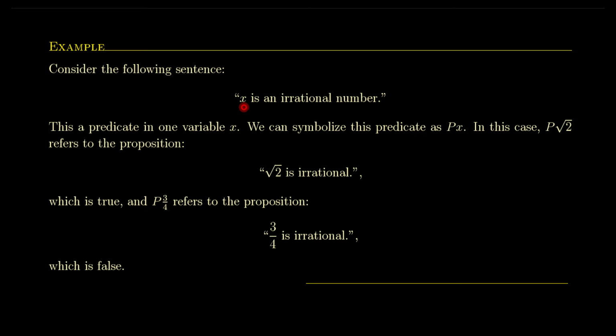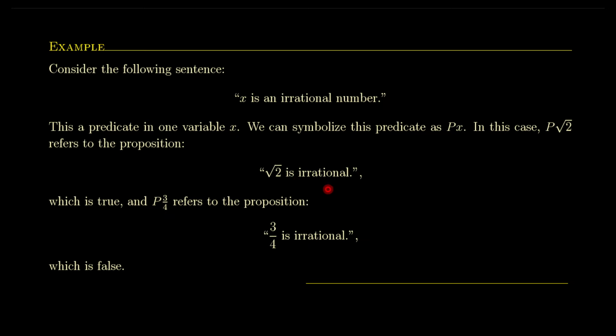So it is not a proposition, but it is a predicate in variable x. Okay, this is a predicate in one variable x. We can symbolize this predicate as p of x. In this case, p of the square root of 2 means what? It refers to this sentence: square root of 2 is, I should have mentioned, an irrational number.